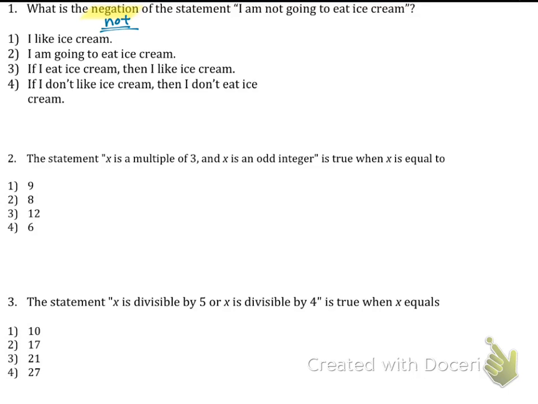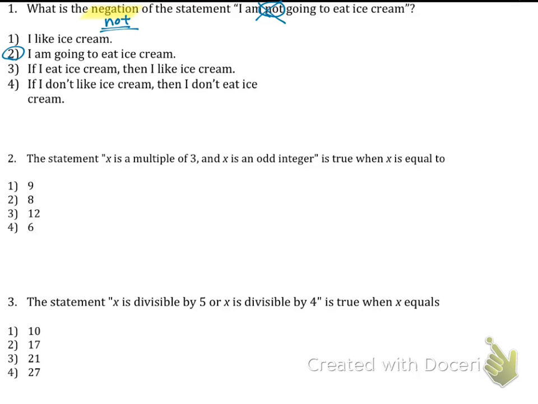Now, when you look into this question, I am not going to eat ice cream. So the word not is already there. That means the negation of this one will be simply taking away the word not. So our answer will be I am going to eat ice cream, which is choice 2. That becomes our answer. Alright, now let us look at number 2 here.